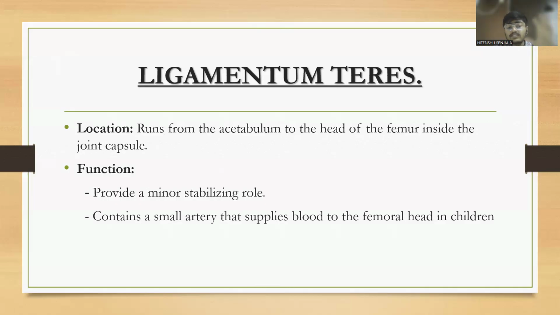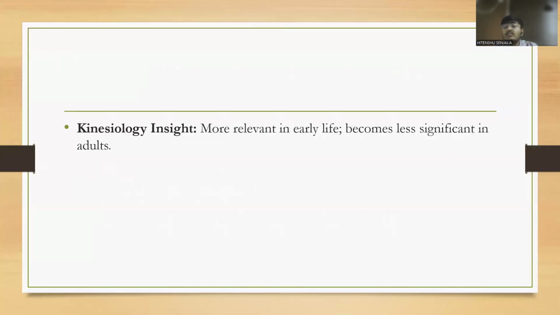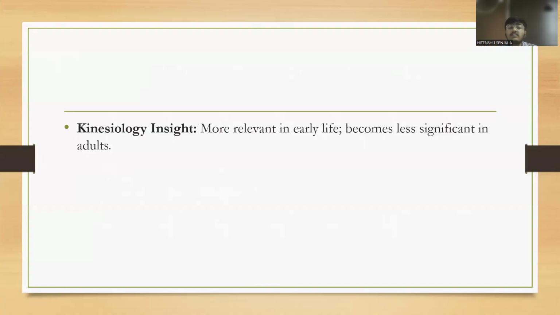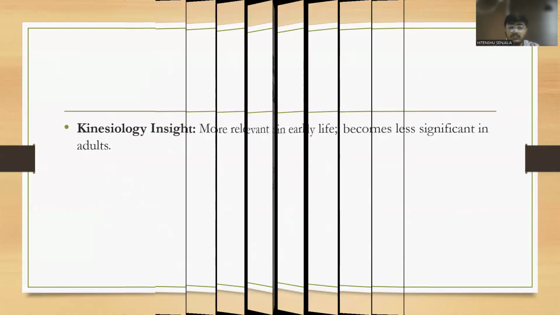The function of this is to provide a minor stabilizing role, and it contains small arteries that supply blood to the femoral head in children. The kinesiology insight is that it is more relevant in early life and becomes less significant in adults. As you see in the function, it supplies blood to the femoral head in children, so it is used in early life, but in adult life it is not so useful.